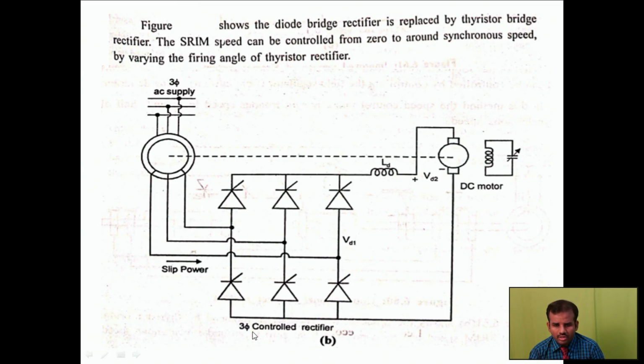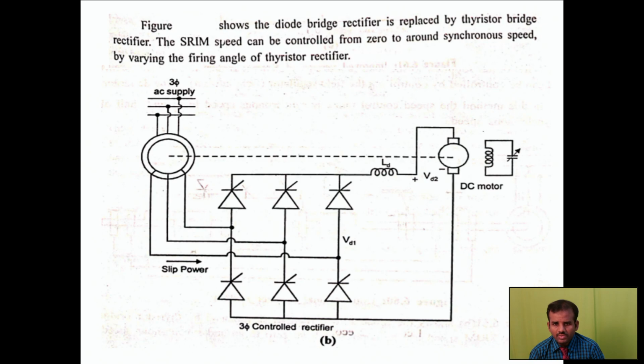So now the 3-phase diode bridge rectifier can be replaced by a controlled rectifier. Before that, we discussed the uncontrolled rectifier, that is the diode bridge rectifier. Now we are going to replace this diode bridge rectifier with a controlled rectifier, that is thyristors. We have to replace the diodes with SCRs. The remaining things are the same.